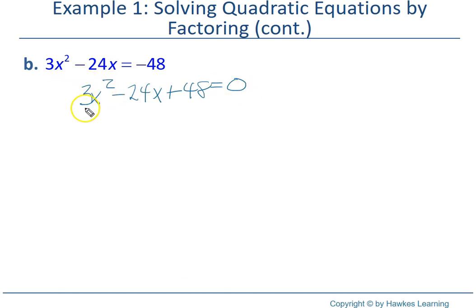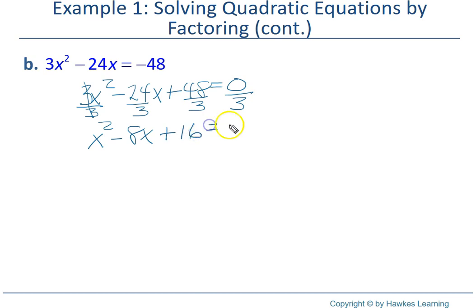Yes. Now there's a couple of ways to do it. One way is divide everything by 3. And that way it cleans it up nicely. This is x squared minus 8x. And then this will be plus 16. So again, now we're looking for factors that will add up to 8. And we get x and x, 4 and 4, minus and minus.